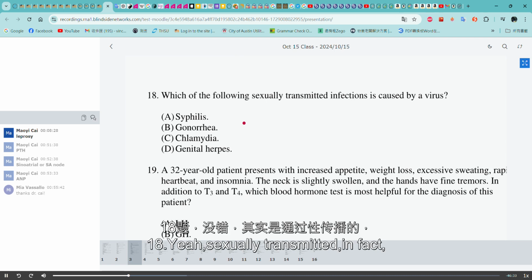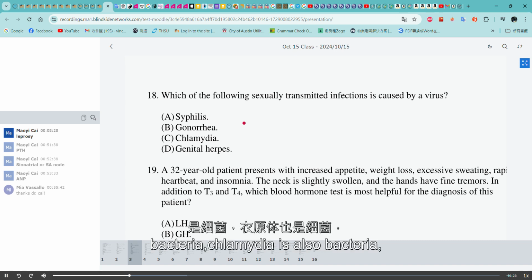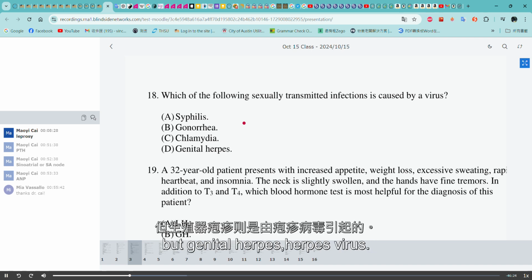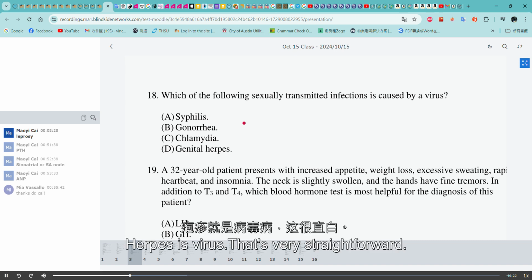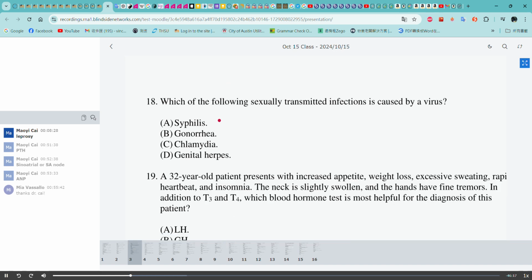18, sexually transmitted infection caused by a virus. Syphilis is a bacteria. Gonorrhea, bacteria. Chlamydia is also bacteria, but genital herpes is a virus. Yeah, herpes is a virus. That's very straightforward. So D is the answer, number 18.